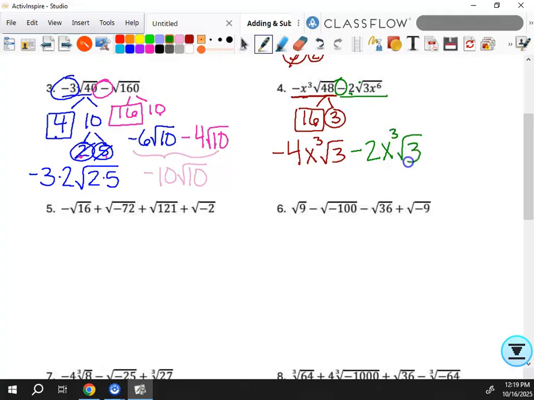square root of 3. Now, when you have like terms, the whole thing has to be a like term, meaning that I'm not just looking at the square roots of 3. I also have a variable there. So this whole thing is what has to be alike. I have negative 4 of these things and negative 2 of these things. Gives me a total of negative 6 x cubed square roots of 3.